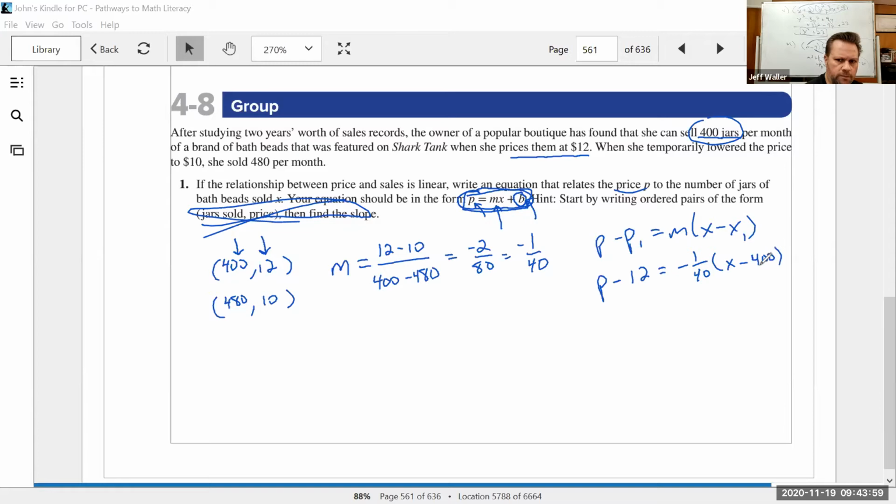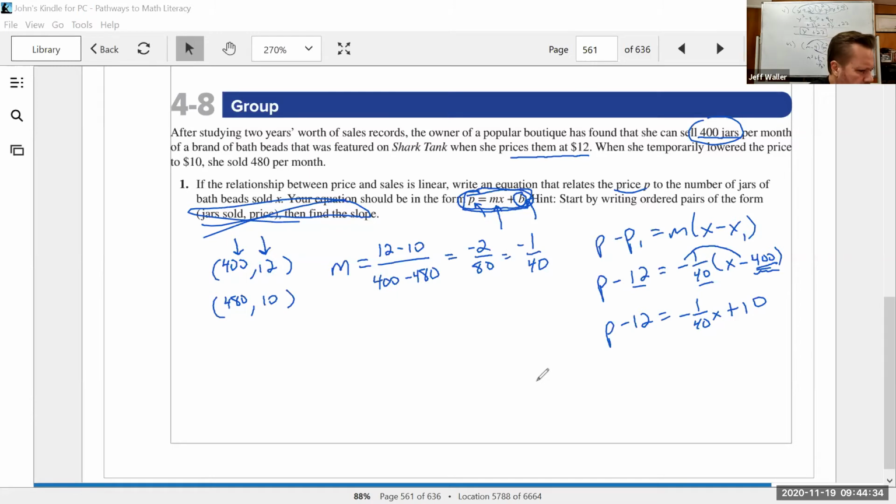It doesn't matter which point you pick. I picked the point 400, 12. You could use the other point. You end up with the same equation. Does this feel familiar? Remember doing this stuff? It wasn't that long ago. What's really nice about the ugly fraction is that it works well with 400, doesn't it? Negative times negative is positive. 40 goes into 400 10 times. That's awesome.